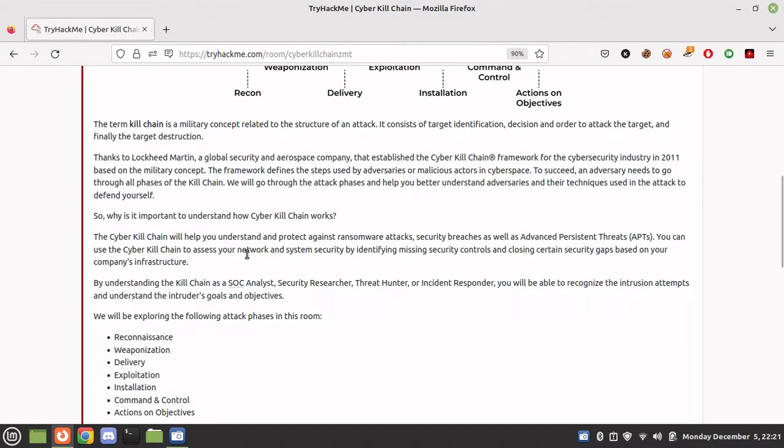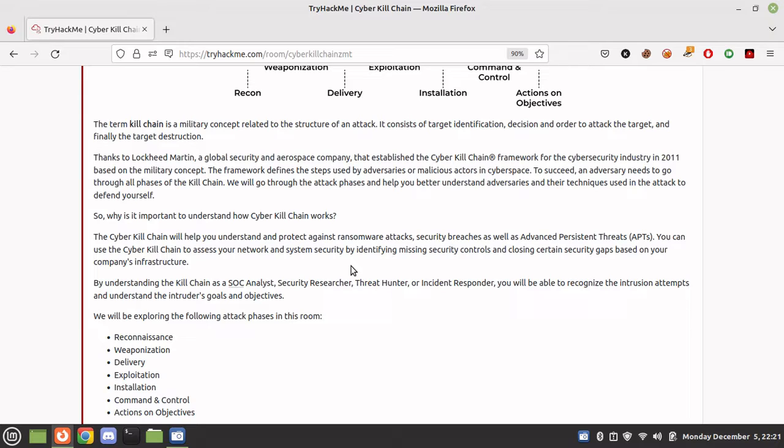Well, the next thing is why you need to understand the kill chain. The cyber kill chain will help you understand and protect against ransomware attacks. Basically, this is one of the most beneficial things you can learn, whether a system is vulnerable or not, as well as security breaches and advanced persistent threats. You can use the cyber kill chain to assess your network and security system by identifying missing security controls and closing certain security gaps based on your company infrastructure.